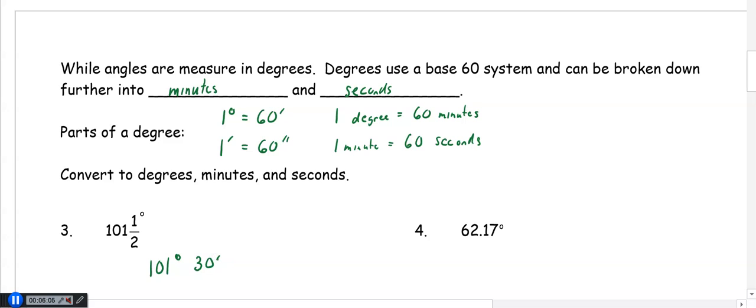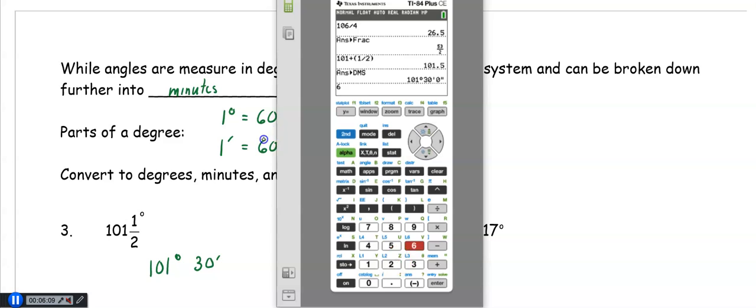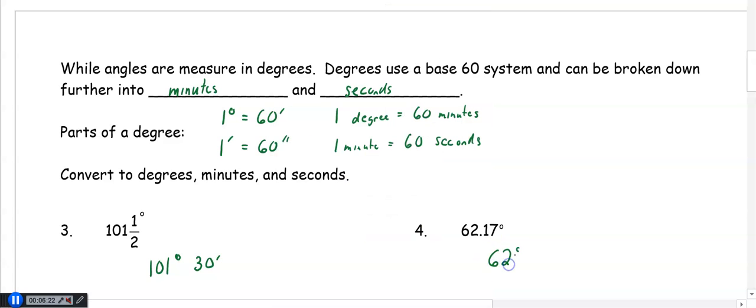and 30 minutes. Now, in number 4, it's already in a decimal, so I can just type 62.7. Second apps gets us to the angle menu. Option 4, enter. So that's going to be 62 degrees, 10 minutes, and 12 seconds.